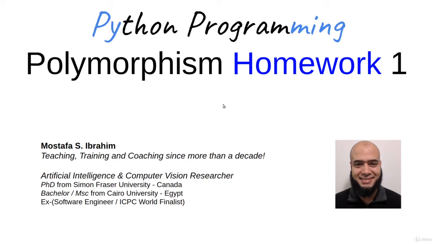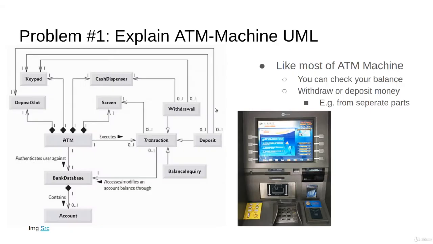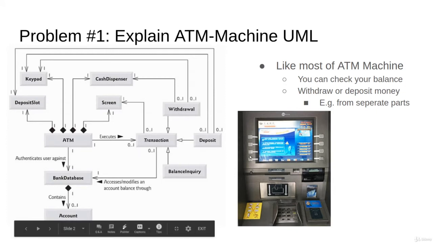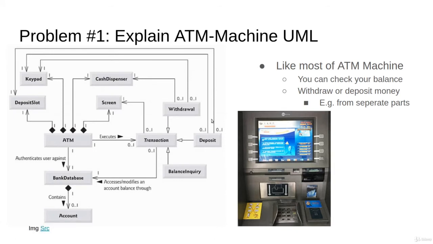The first homework set for the polymorphism. In the first problem, which is just a general question, read this ATM machine diagram and just explain it. Like let's say this is a diagram given to you by some of the team members. How do you understand this diagram?